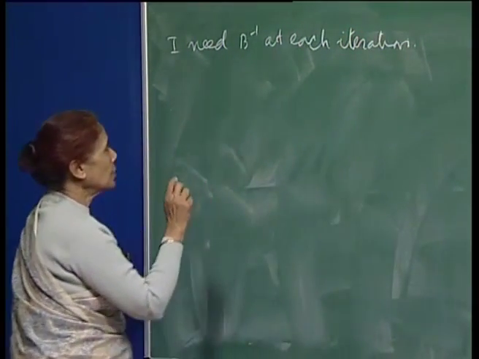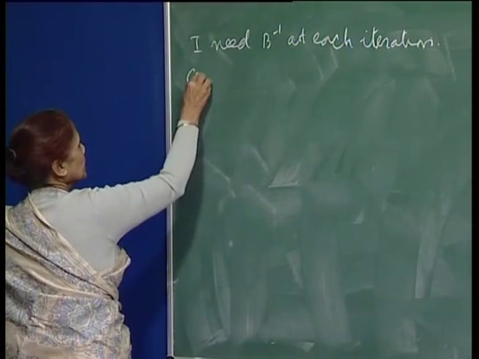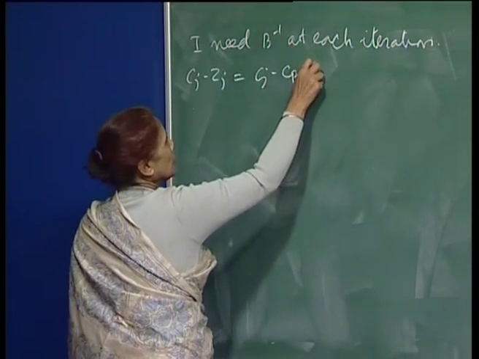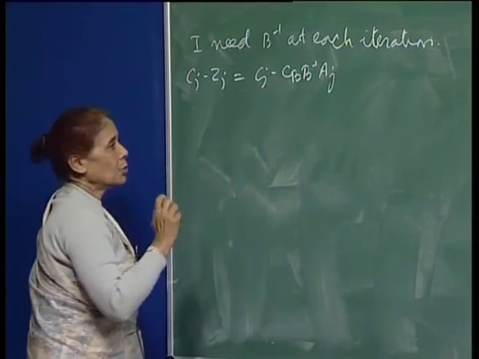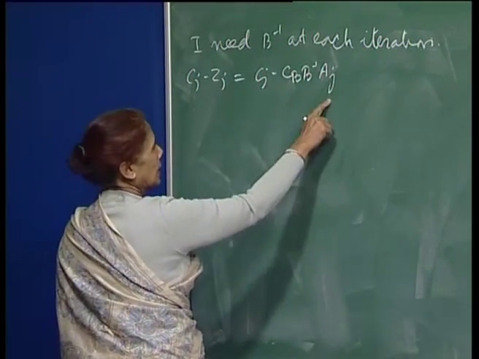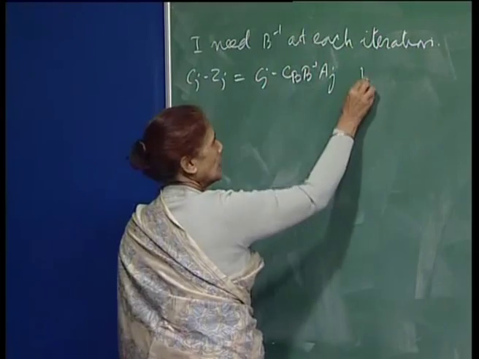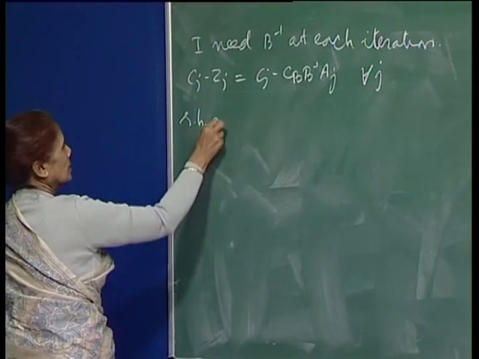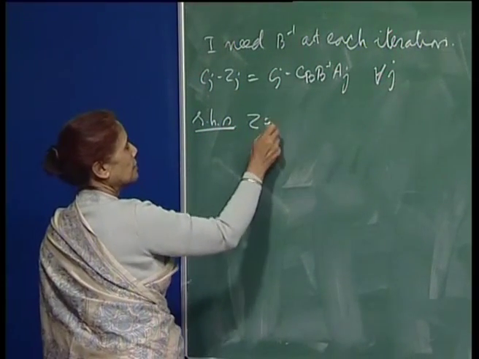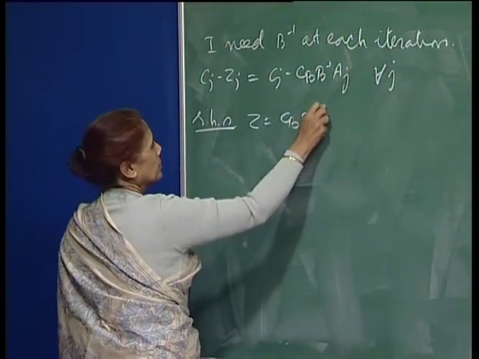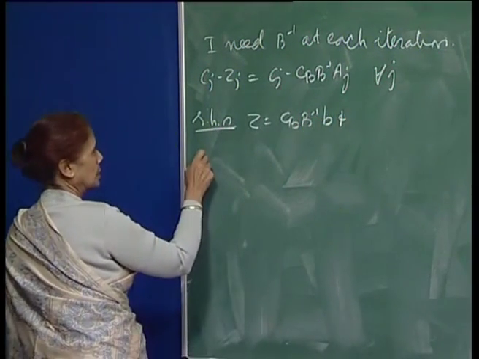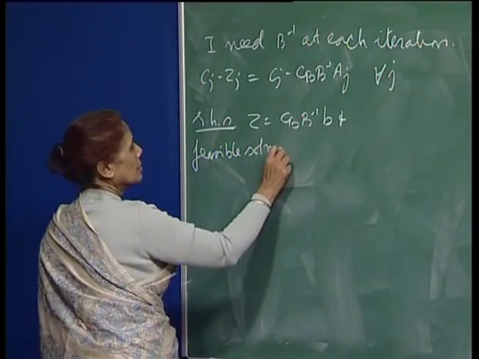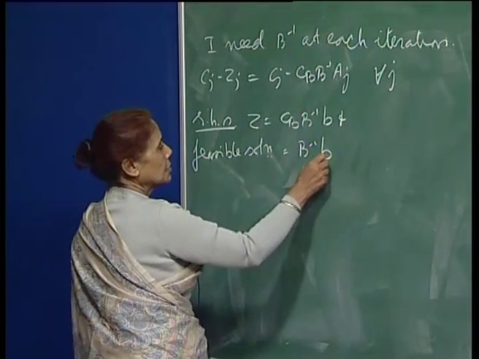Okay. Once you have B inverse, then I can immediately compute my Cj minus Zj, which is equal to Cj minus Cb B inverse Aj. So if I have my original tableau, I have the Cj's and Aj's, so I can compute this for all j. And I need the right hand side. So the value of the objective function is Cb B inverse b, and your basic feasible solution is given by B inverse b.